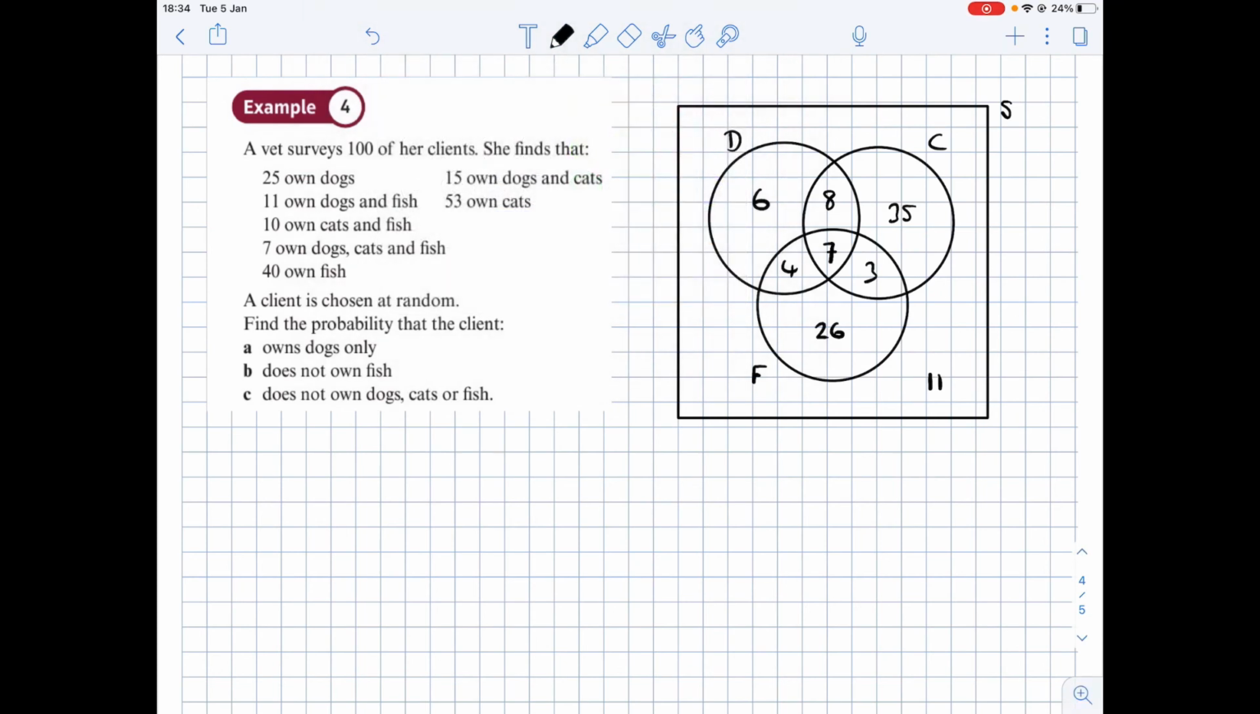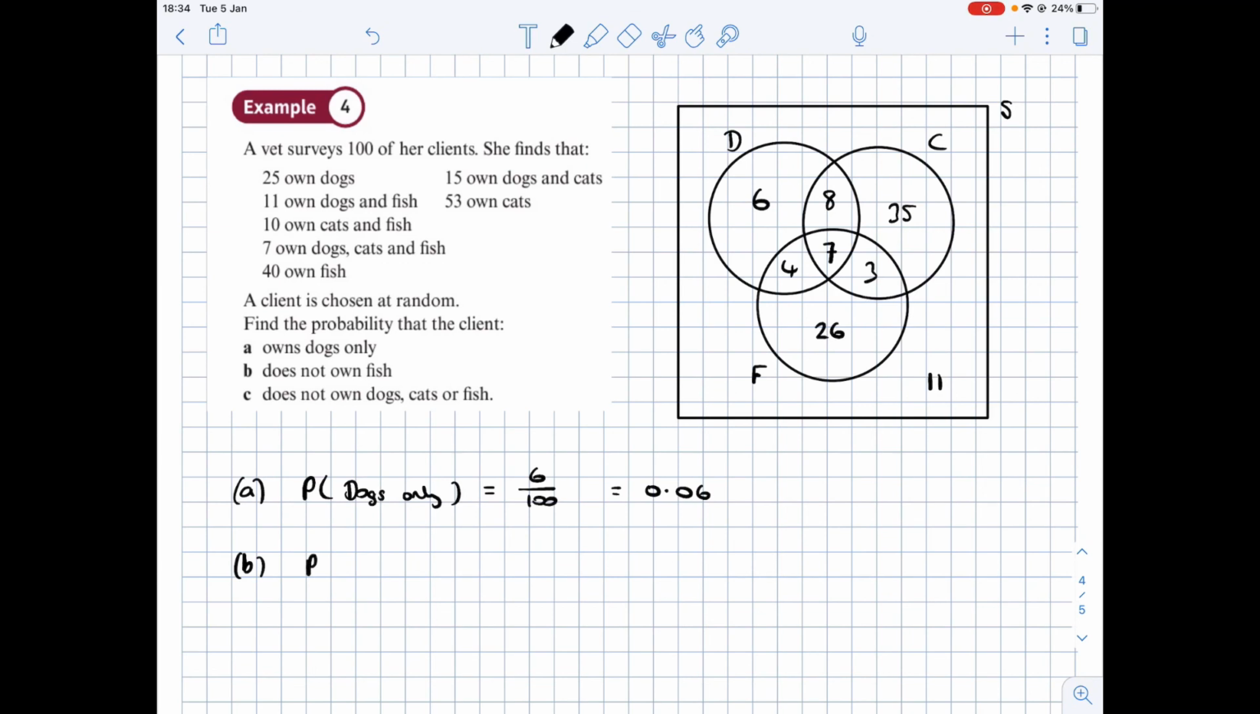Okay, let's go and actually answer the question. The probability of dogs only. Well, in our diagram, dogs only, as you can see, is 6. So that is 6 out of 100. And if we want to write that as a decimal, that is 0.06.